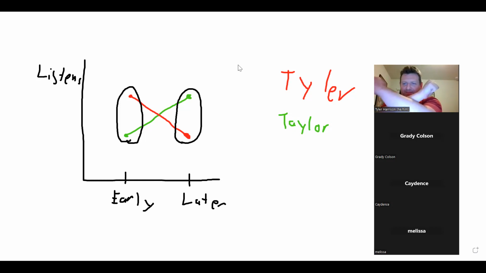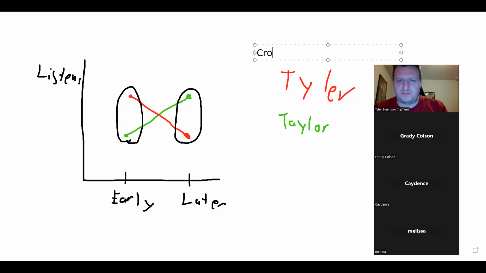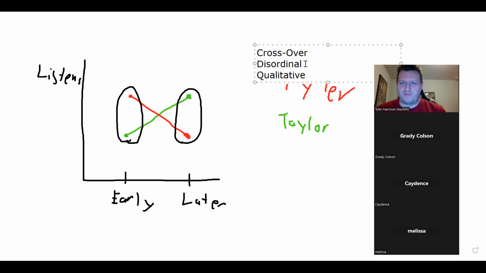Is it a crossover? It is a crossover interaction because the main difference is crossover, right? So I would call this a crossover interaction. I would call this a disordinal interaction. I will call this a qualitative interaction. Okay, cool. You ready for something else?